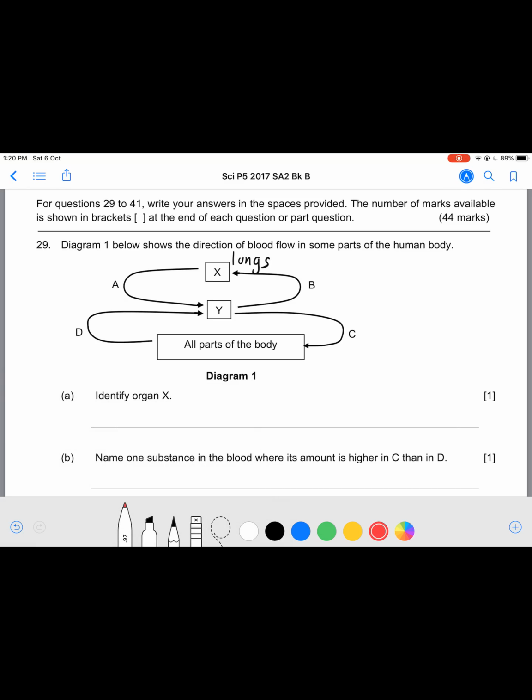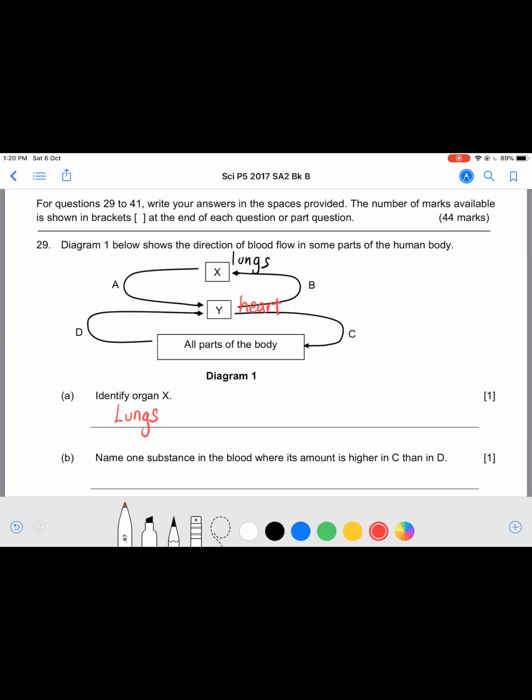And then the lungs is going to pump blood that's rich in oxygen to your heart. And your heart is going to pump all that blood rich in oxygen to all parts of the body. Alright, so identify organ X. That's easy. It's going to be the lungs.